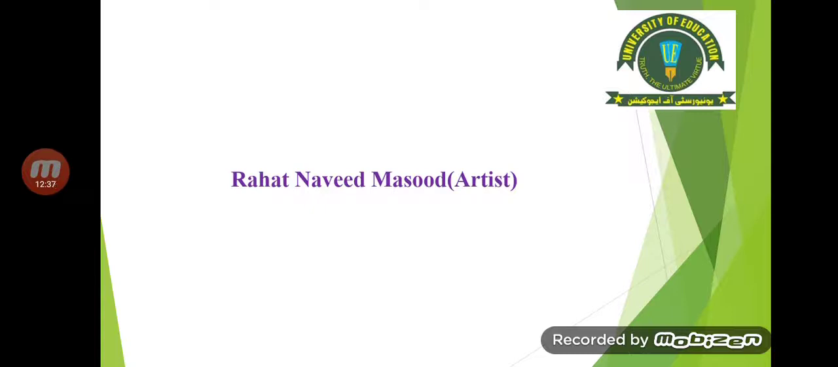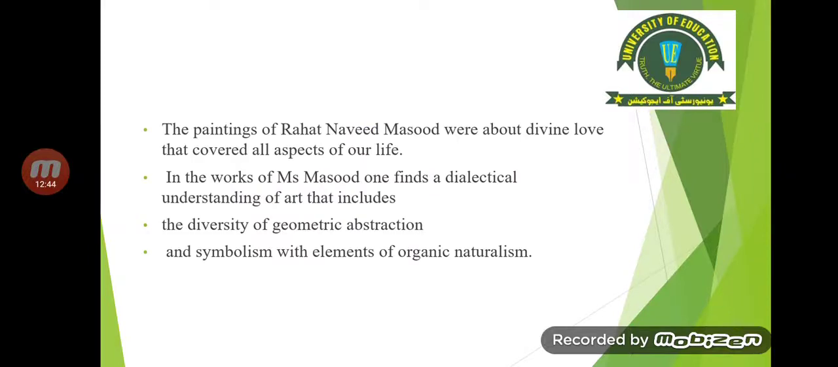Then we have another very famous Pakistani artist, Rahat Naveed Masood. The paintings of Rahat Naveed Masood were about divine love that covered all aspects of our life. In the works of Ms. Masood, one finds a dialectical understanding of art that includes the diversity of geometric abstraction and symbolism with elements of organic naturalism.